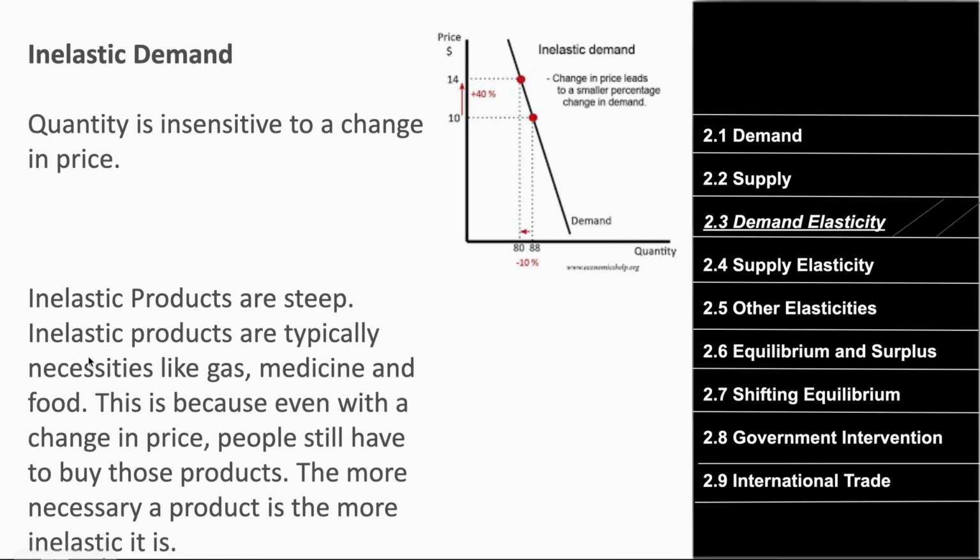This is because no matter what the price is, you need gas, medicine, and food, so people are willing to buy it. So even if gas is like $90 or $100 or even $2, people need to buy it, so it's inelastic. Demand relatively doesn't change. Same with medicine and food. Typically, inelastic products are necessities that people need to buy. The more necessary the product is, the more inelastic it is.